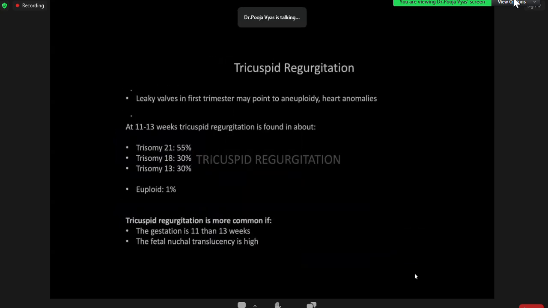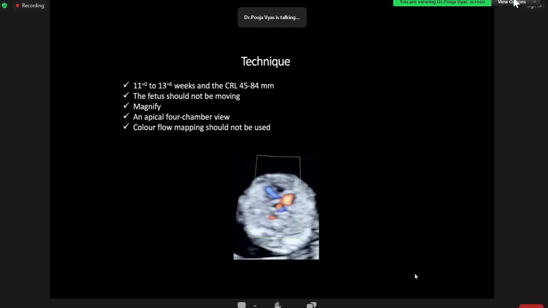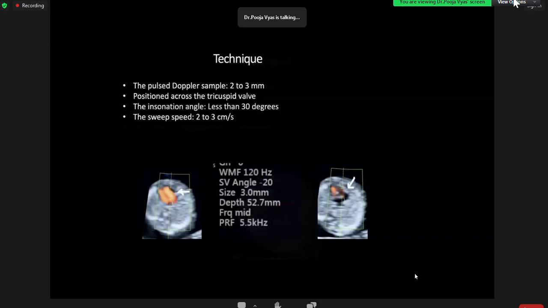Moving on to tricuspid regurgitation. Tricuspid regurgitation is of importance in the first trimester. It is a marker of aneuploidy. And how do we see for tricuspid regurgitation? We'll take a 4-chamber view. We are going to zoom and we are going to switch on color, but we won't diagnose on color. We are going to take a spectral tray. We are going to take a pulse Doppler.